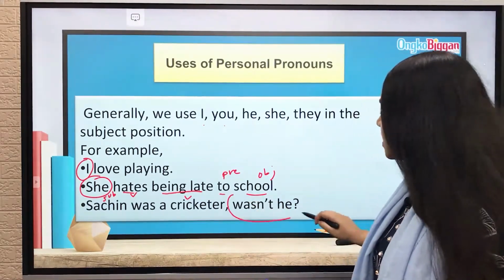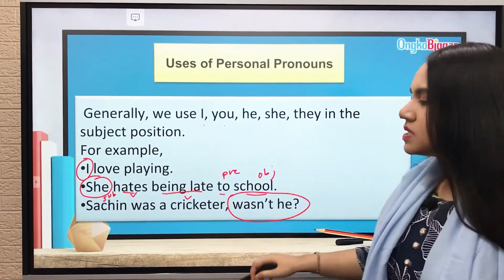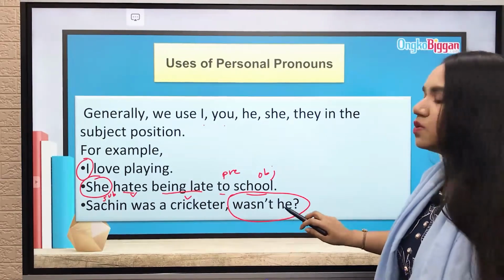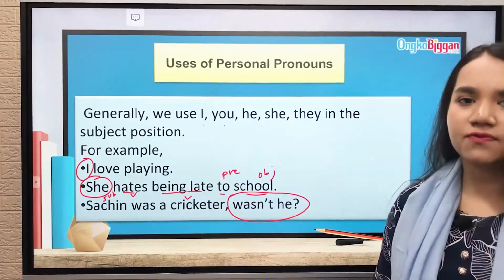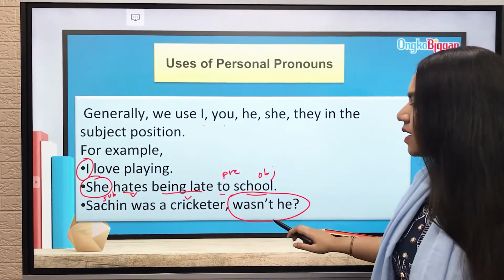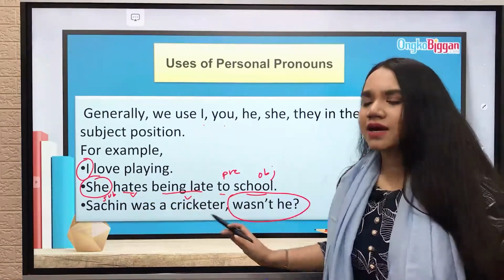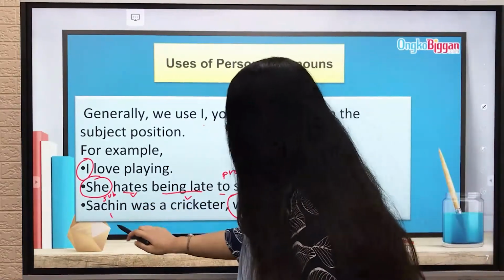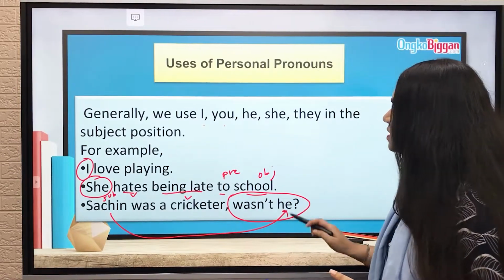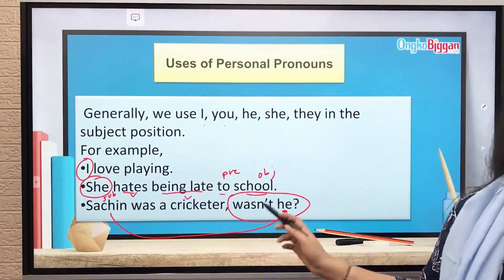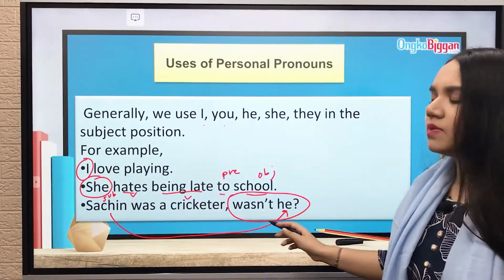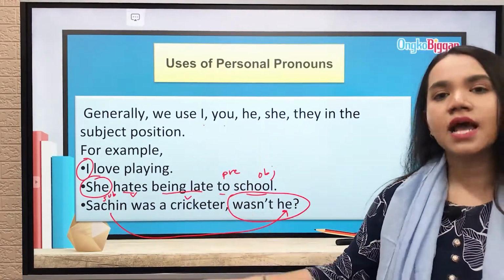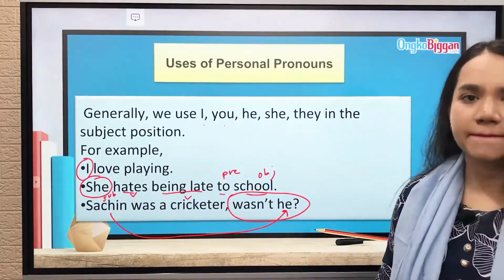So we have already learned tag questions, I hope. In the case of tag questions, what do we do? We put the subjective form, because this sentence refers to Sachin, and Sachin here is the subject. For this reason, this particular pronoun after "wasn't" must also refer to the subject of the sentence. Therefore, it will be "he" and not "him."